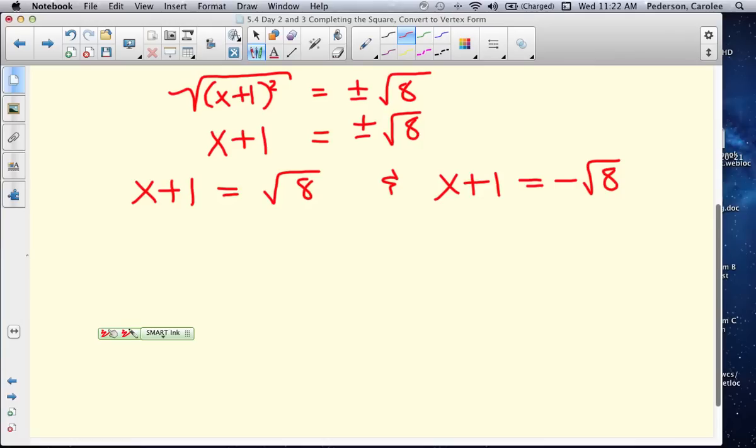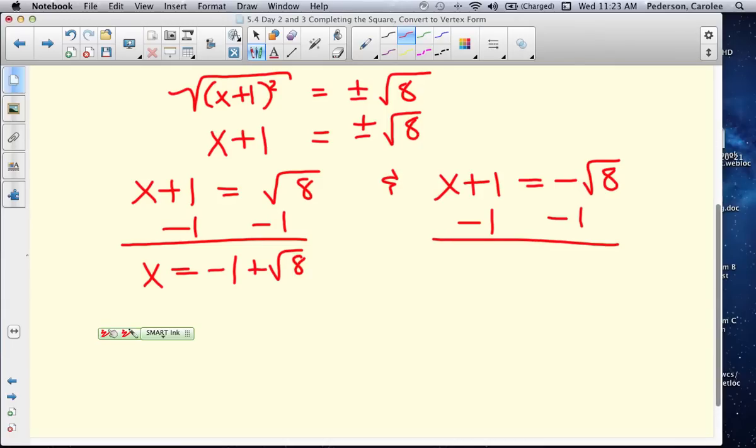Now continue to solve by undoing, minus 1 to both sides. So x equals negative 1 plus the square root of 8. And then minus 1 to both sides again. x equals negative 1 minus the square root of 8.